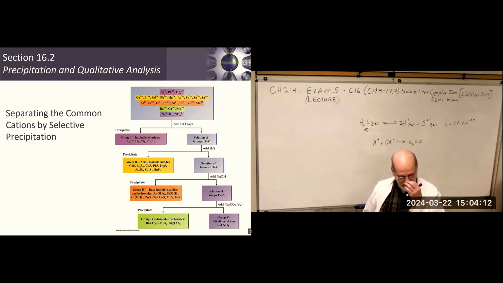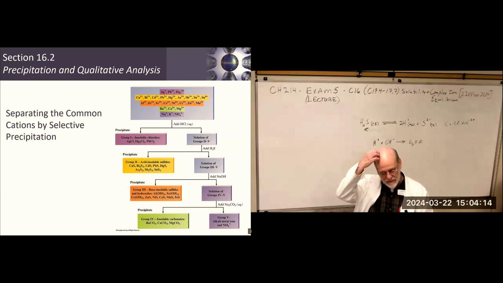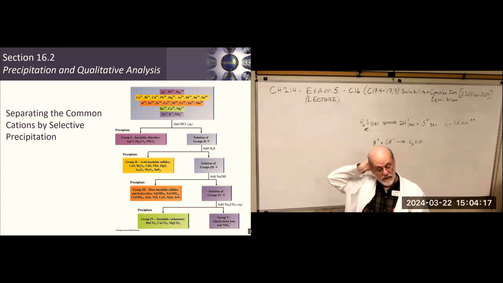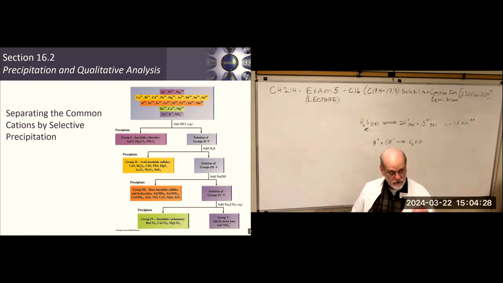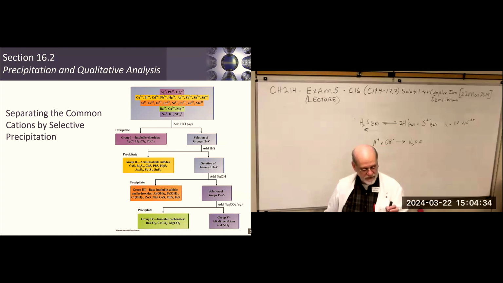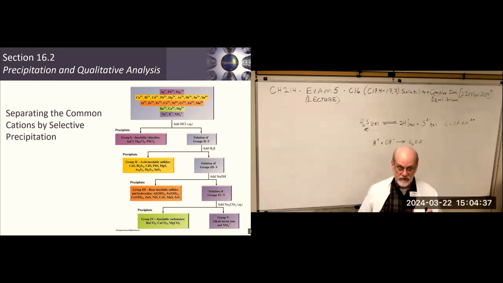Then you would take that solution and add H2S, right? Hydrosulfuric acid, H2S. And that would take out several others. Copper, bismuth, cadmium. In acidic solution, you've got very low sulfide concentration. So you would take out the metals with the very low KSPs for the sulfide salts. Copper sulfide, bismuth, cadmium, lead, mercury 2+, we did that one already. We did copper also. Arsenic, antimony, and tin. That would be group 2.